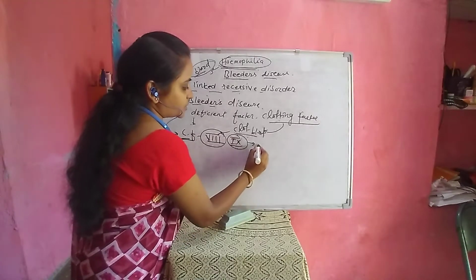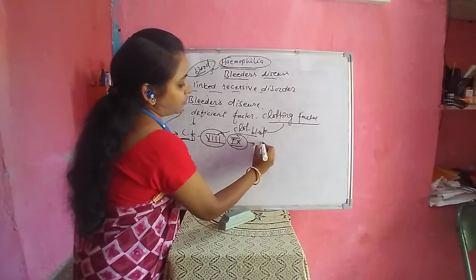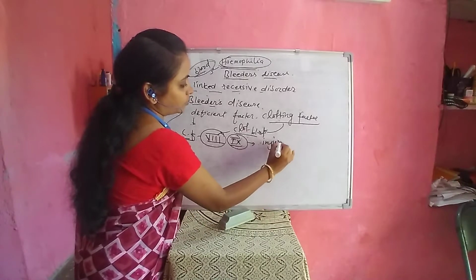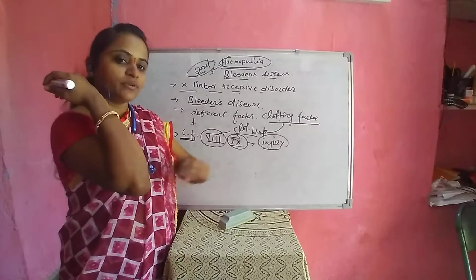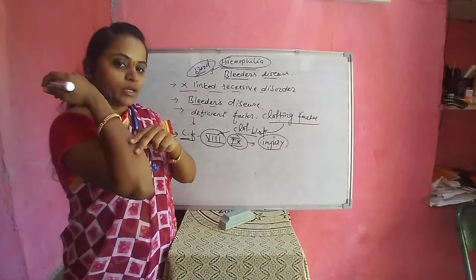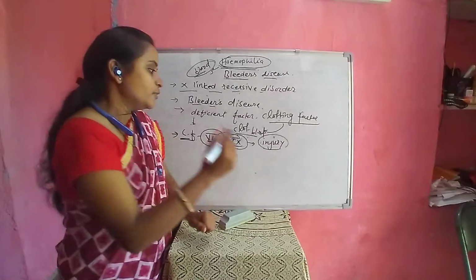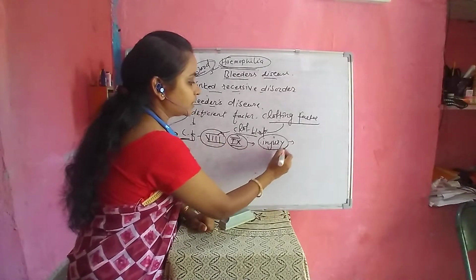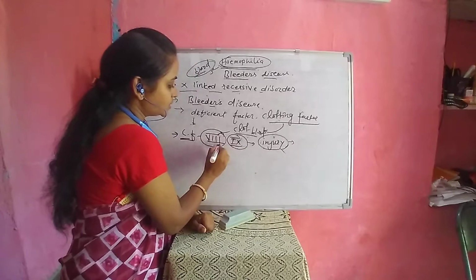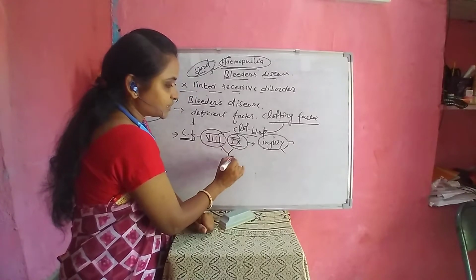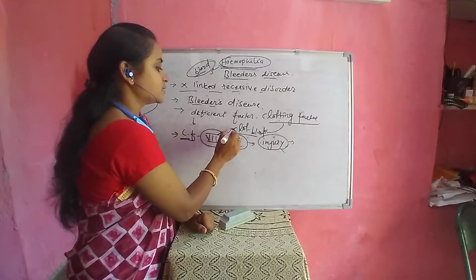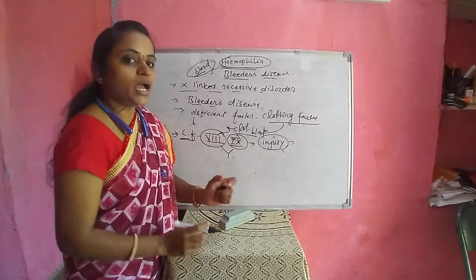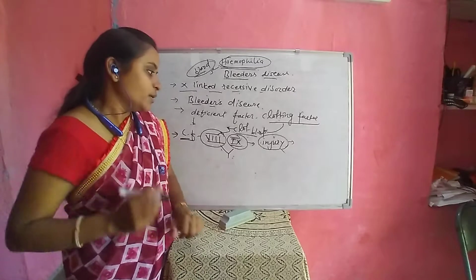These factors play an important role at the time of injury. When an injury happens on our body, what happens? The blood will flow continuously. Why does it flow continuously? Because these two factors are absent at that time. When these factors are present, they are responsible for clotting the blood and stopping the flow of blood.